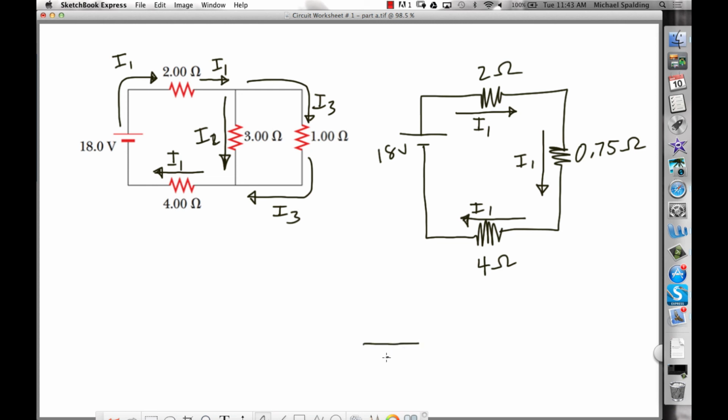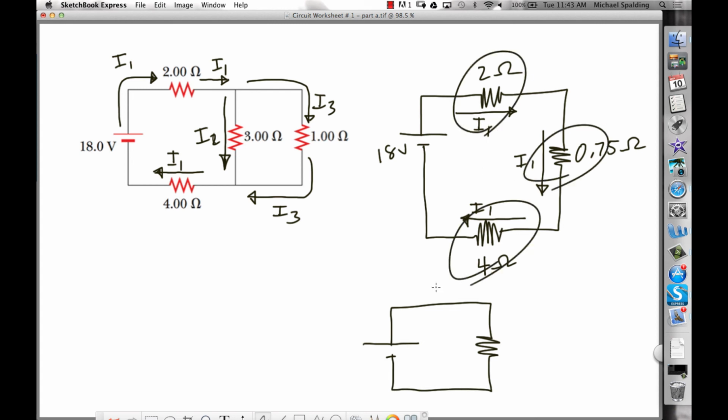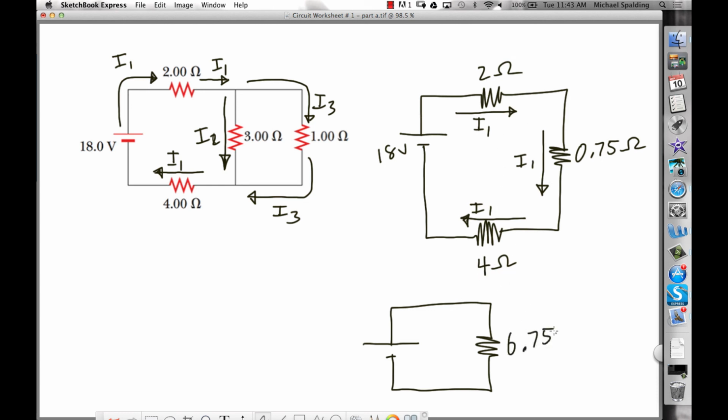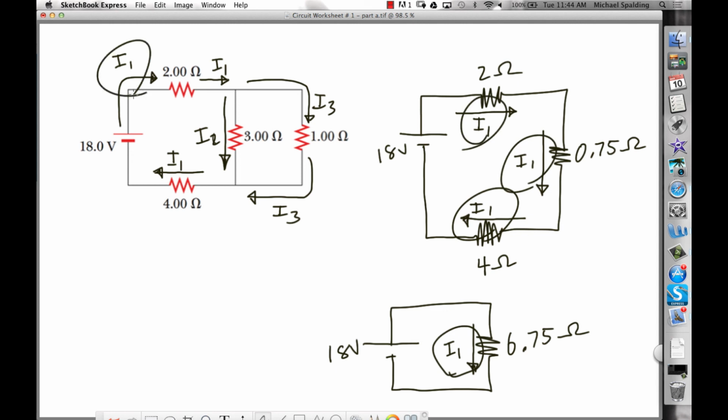Okay, now, these 3 resistors, these guys here, 1, 2, 3, those guys are in what? Series. So how do you simplify resistors in series? You add them up. So it's going to be 6.75. This is an 18-volt battery. Now, what current is in this guy? I1, right? It's the current up here. So look, this current here is the same as this, right? Those currents are all the same.